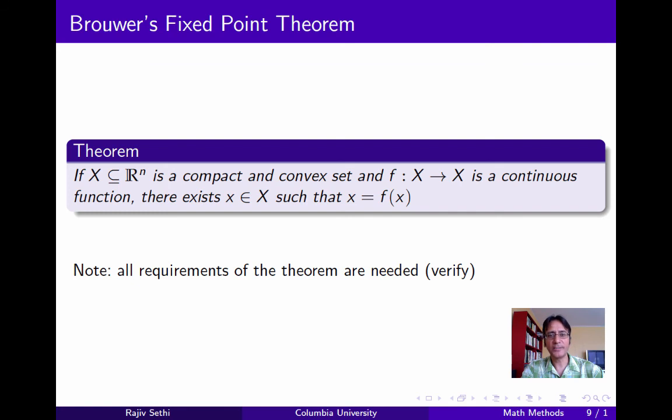So if you drop the requirement that X is closed, but maintain boundedness, convexity, and continuity of F, you can find a function without a fixed point. And similarly, if you drop the continuity of F, or if you drop the convexity of X, you can find a counterexample. I'll leave this as an exercise and end the segment here.